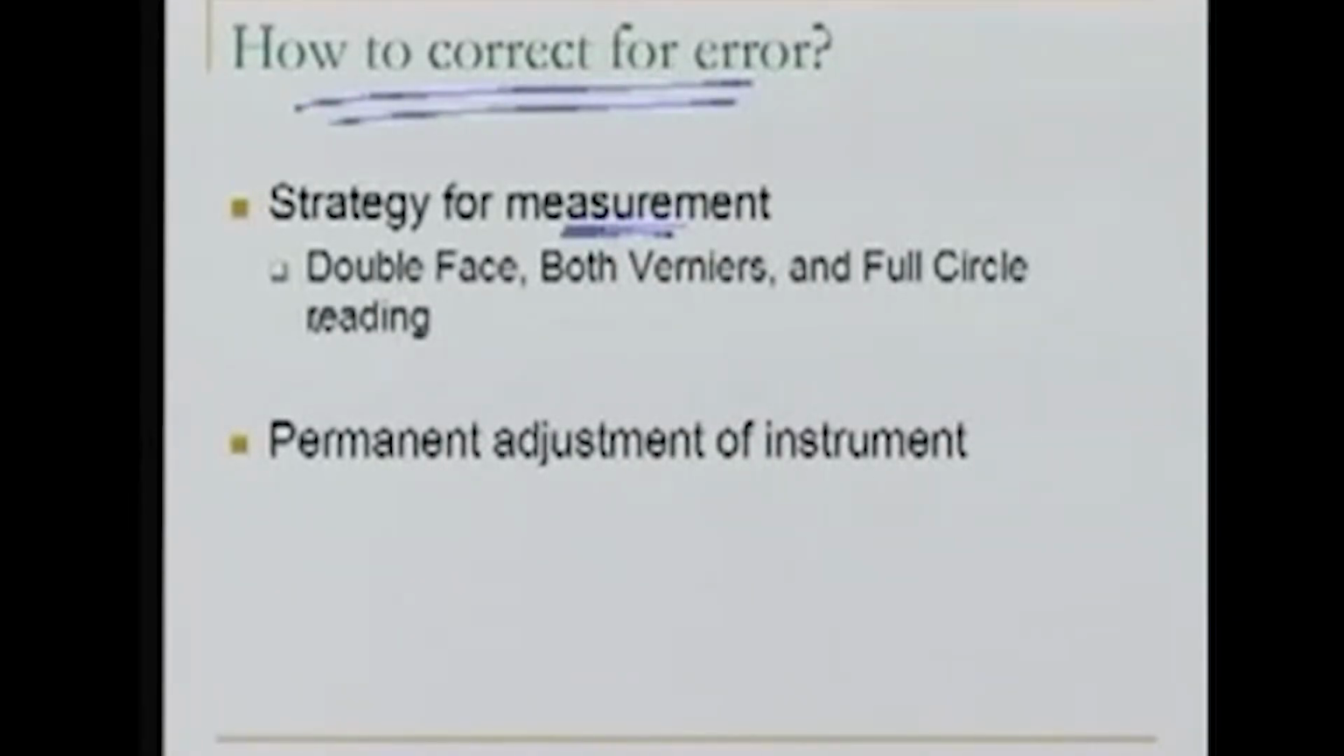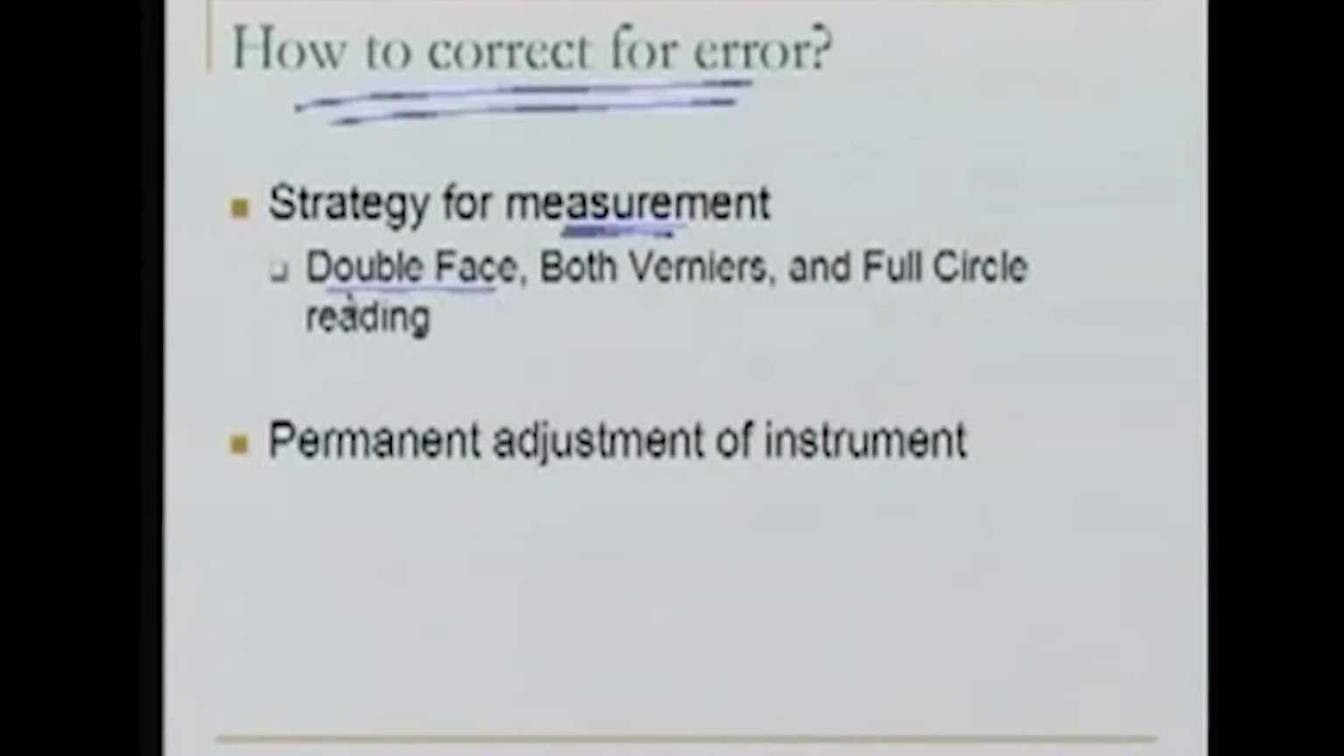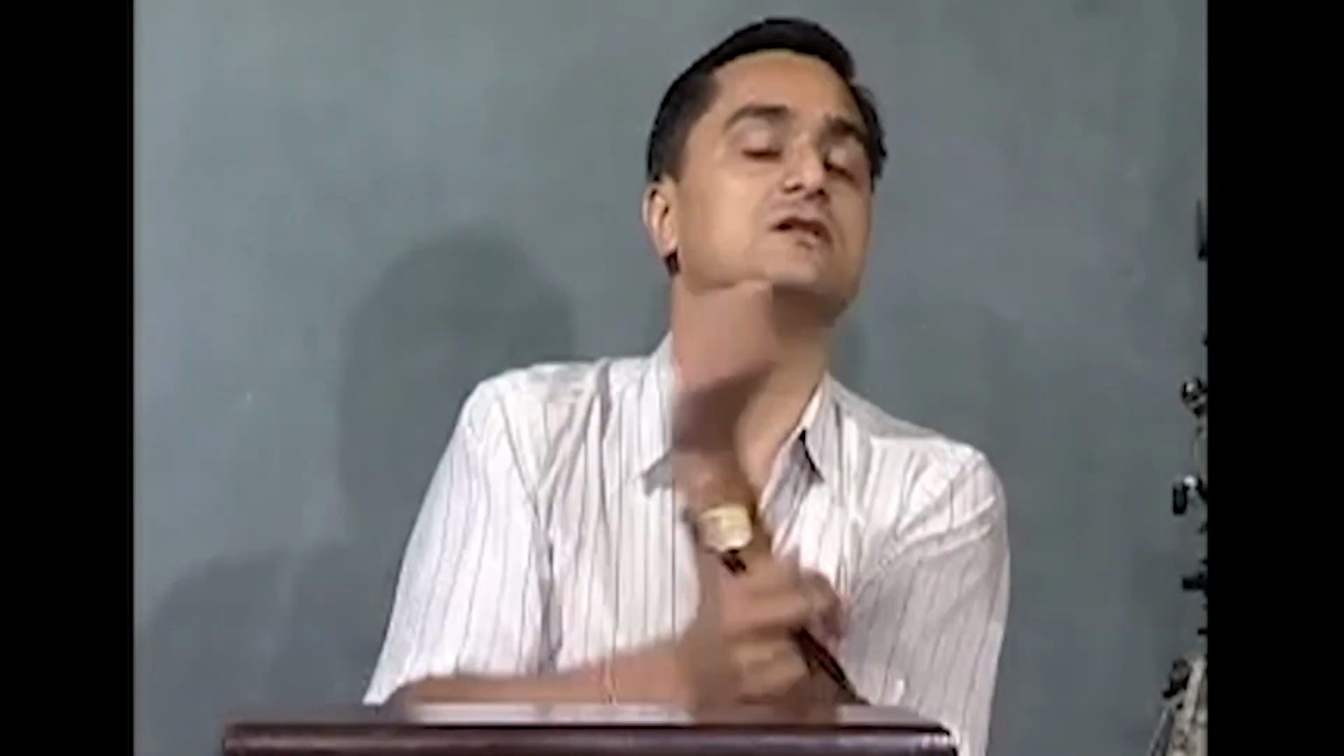Mostly, as we also saw in all the tables which I gave you, we take the observations on both faces using both the verniers. We take the mean of both the verniers, A and B or C and D. We take their mean. We take both face observations, again their mean, and if possible, we should also take full circle readings. We don't like to measure an angle only in one part of the circle, but rather in different parts of the circle.